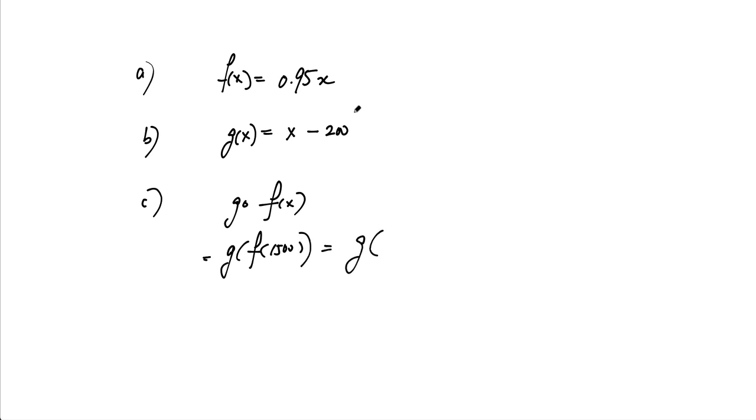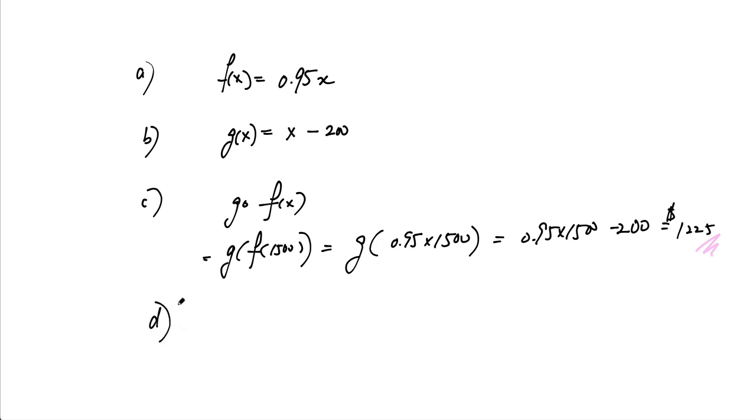So that's g(f(x)), that's 0.95, so we're taking 5% off. And then 0.95 times 1500, subtract 200 after, right? After the 5% off. So here it is. That's the price.